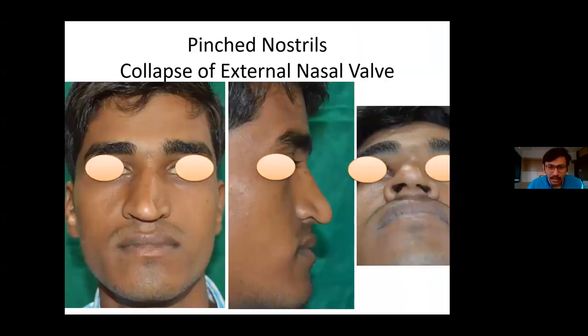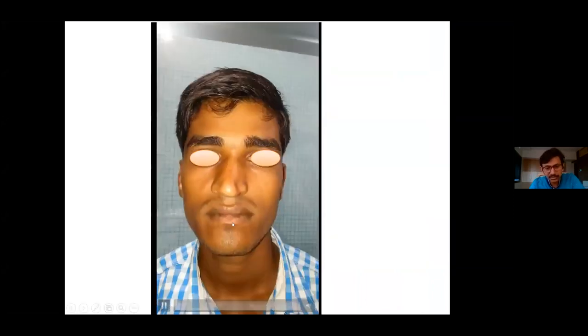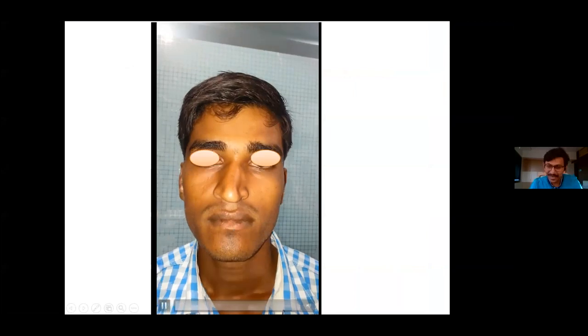Now, pinch nostrils and collapse of the external nasal valve. Coming to this, another deformity in which you can see the patient was having a droopy tip, crooked nose, breathing difficulty, and in addition to that, on deep inspiration, the patient was having collapse of the lateral nasal wall.